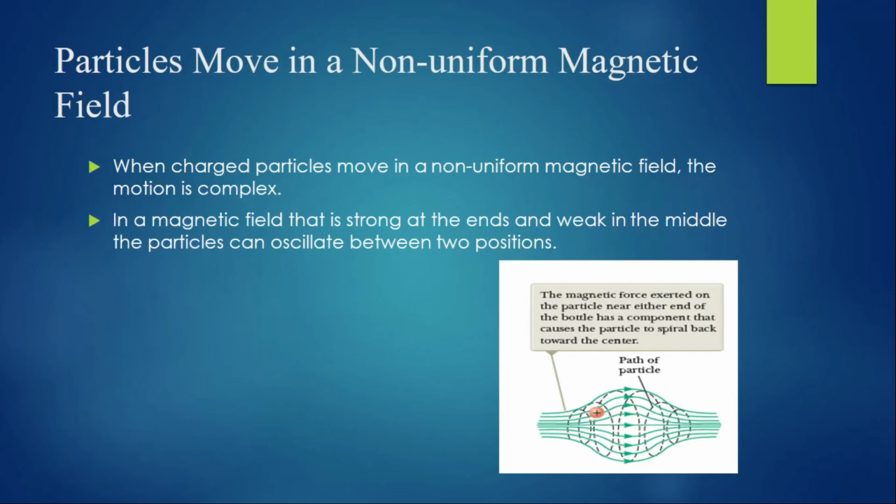Particles move in a non-uniform magnetic field. When charged particles move in a non-uniform magnetic field, the motion is complex. In a magnetic field that is strong at the ends and weak in the middle, the particles can oscillate between two positions.